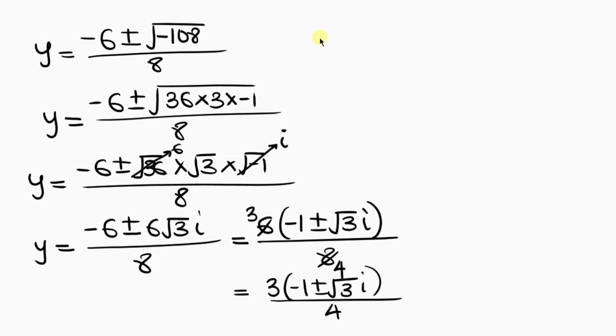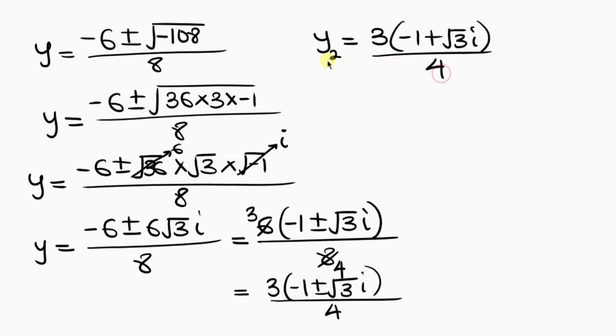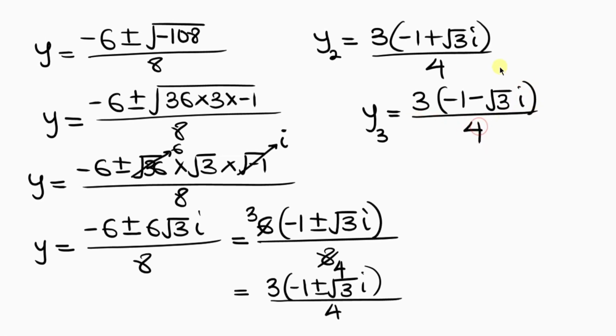Remember, we've got one value of y already. So this is going to be our second value of y, which is 3, open bracket, negative 1, we'll go with a plus first, plus the square root of 3i all over 4. So that's the second value of y. And then the third value of y is 3 times negative 1, this time go with the negative square root of 3i all over 4. Very good. So these two are complex solutions.